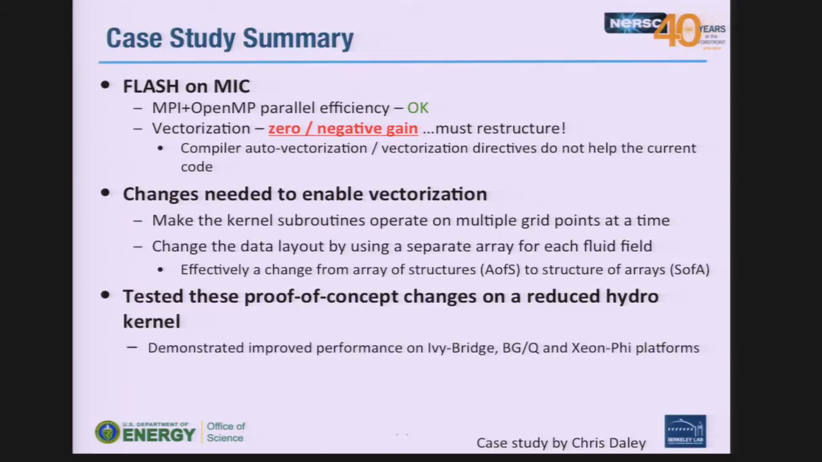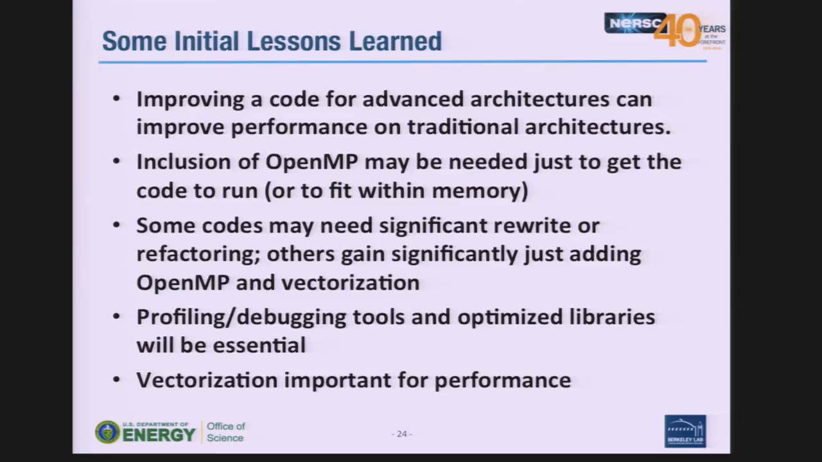Okay, and again, changes that were made to the code benefited or improved performance on a number of different architectures. I think I went over this too. We had a number of people do case studies on our application readiness team. And one of the takeaways was some people couldn't even fit their problem in memory on the Knight's Corner card without using OpenMP. So a lot of people just had to add it in order to even run successfully.